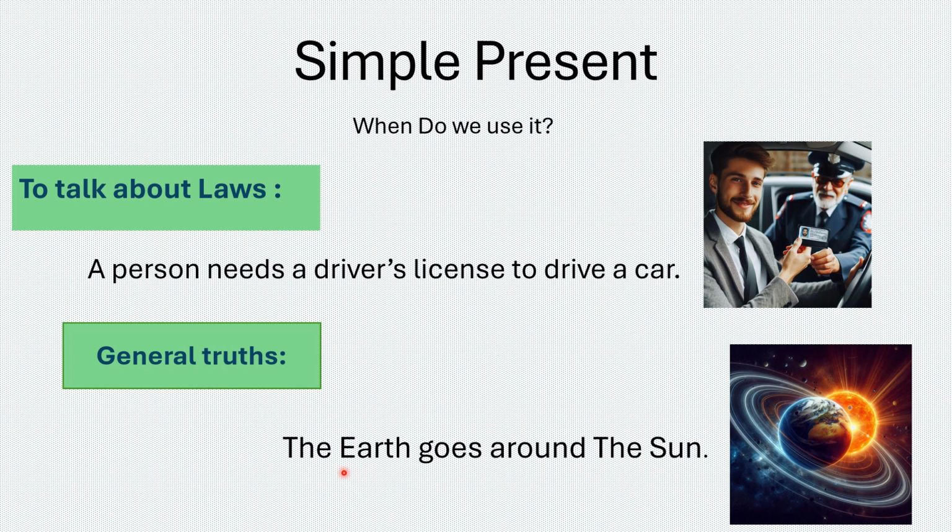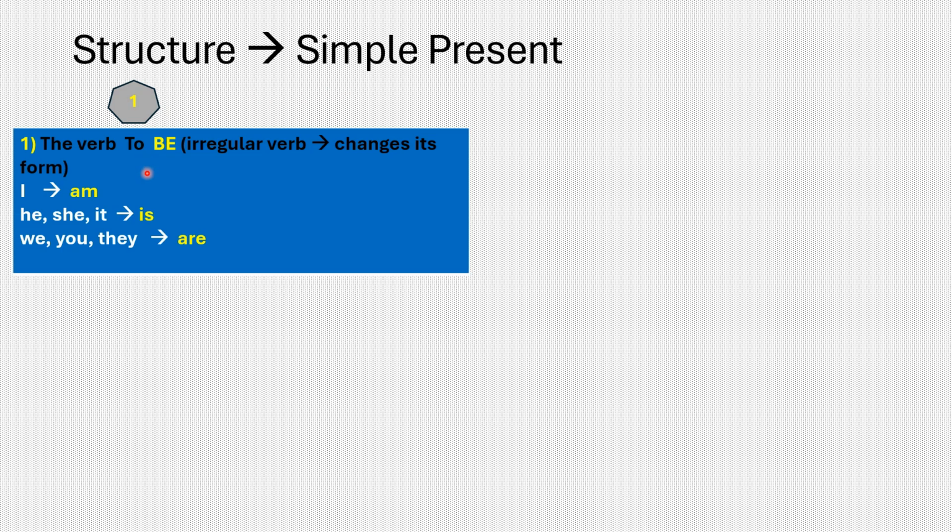Now the basic structure. When we express ideas using simple present, we have two main options for doing it. The first option is to use the verb to be. As we know, the verb to be is an irregular verb and changes its form when we conjugate it. For example, we say I am, he, she, it is, we, you, they, are.